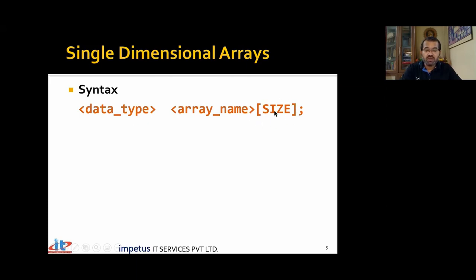So I'm going to have a constant over here. Named constant is a best practice. I can have a literal value as well, but we avoid doing that. We rather give a named constant. So I say data type, array name, size.